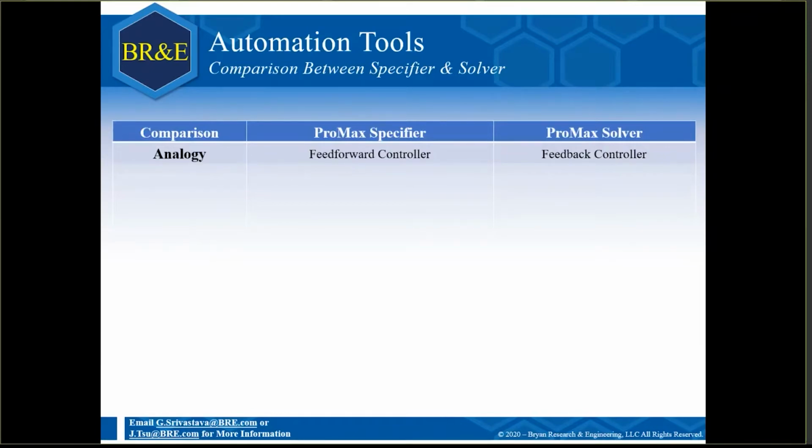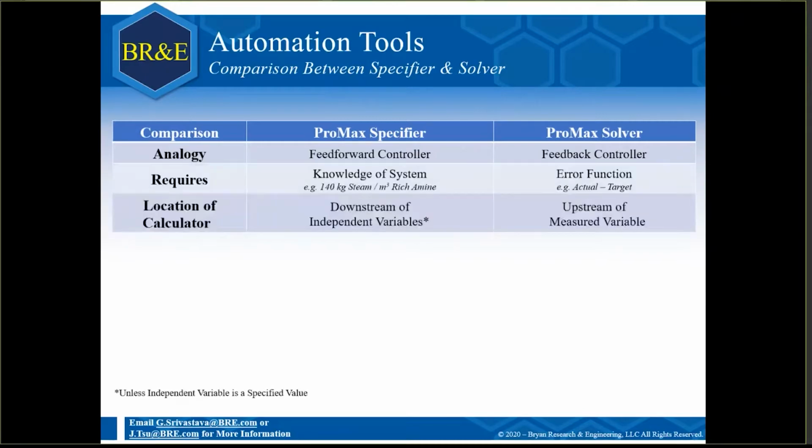We have already shown the real-life equivalents to the specifier and solver, that being the feed-forward controller for the specifier and the feedback controller for the solver. I've also shown you the main inputs: independent variables for the specifier, which uses some sort of knowledge to create proactive action, whereas a measured variable for the solver, which uses an intelligent guess and check system to bring the error to zero with reactive action.